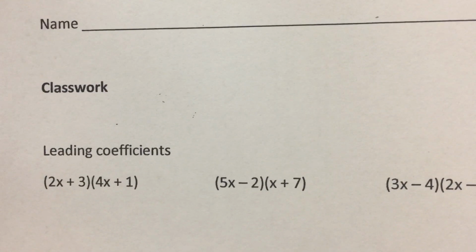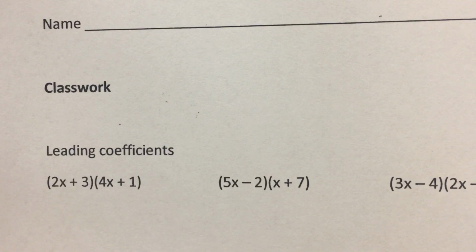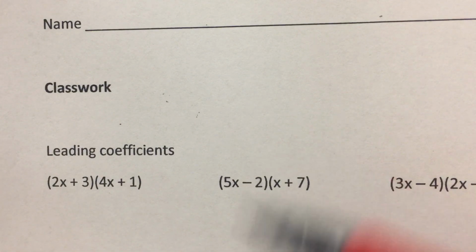So what can make multiplying binomials a little more complicated? Well, for starters, if they ever have leading coefficients. Coefficients are numbers that go in front of variables, like the 2 in front of the x or this 4 in front of the x. It doesn't change the process of multiplying, however.